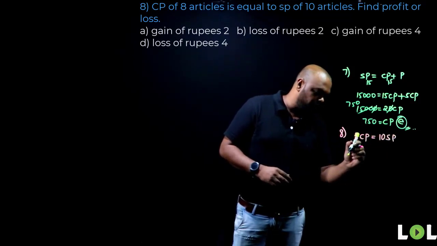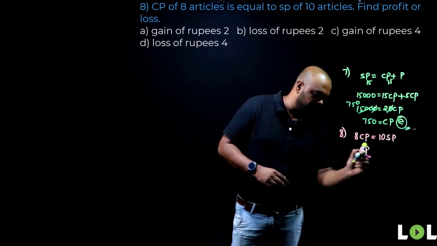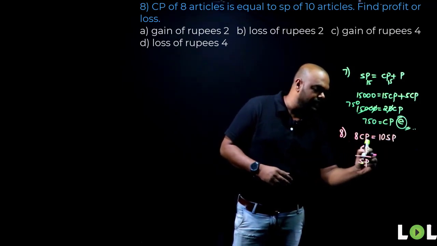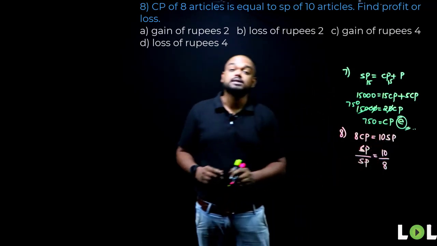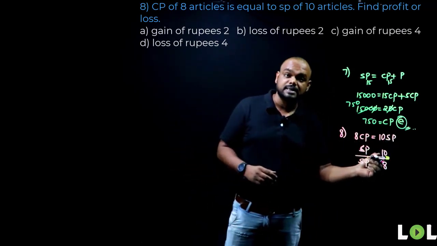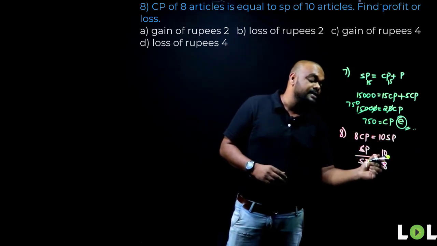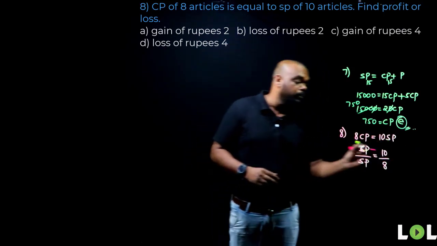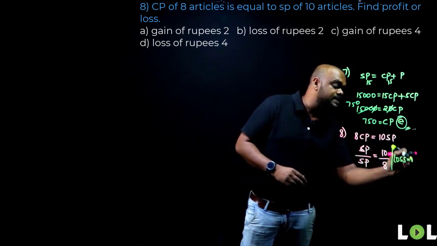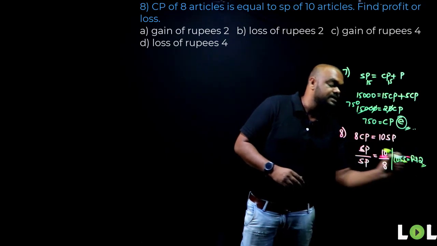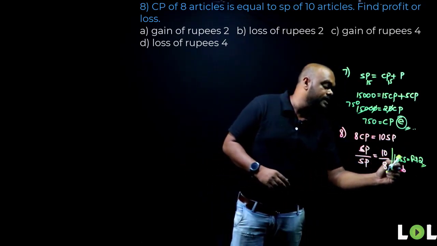When I bring SP this side, CP by SP is equal to 10 by 8. It means if cost price is 10 rupees, then selling price is 8 rupees. So what is the answer? Here cost price is 10 rupees and selling price is 8 rupees. Obviously she made a loss of rupees 2, and that must be our answer. Do we have the option? Yes, of course. Option number B is our answer.